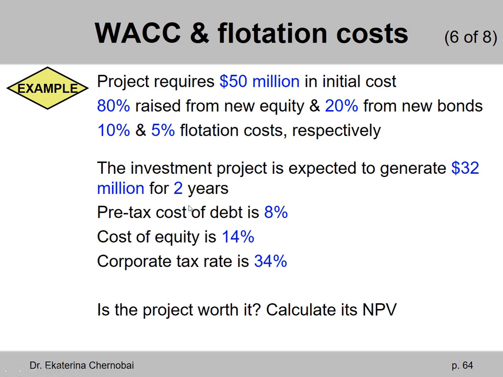We also know that the pre-tax cost of debt to the firm is 8% per year, and the cost of equity to the firm is 14% per year. We also know that the company faces a corporate income tax rate of 34%. Is the project worth it? Let's calculate the project's net present value.